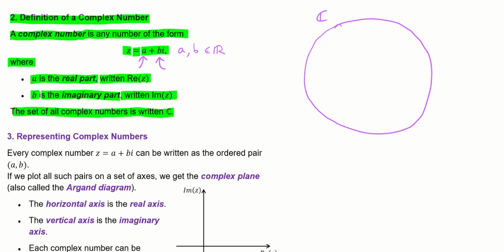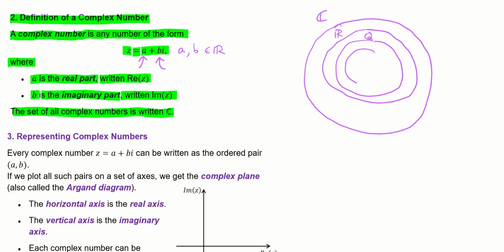The set of all complex numbers is written C, and it really appears to be the last set of numbers, going around the set of reals, which contains things like the rationals, which contains the integers, which contains the natural numbers.